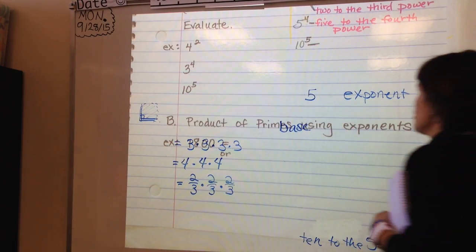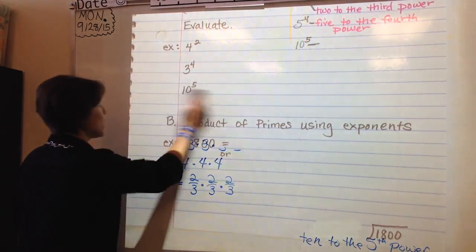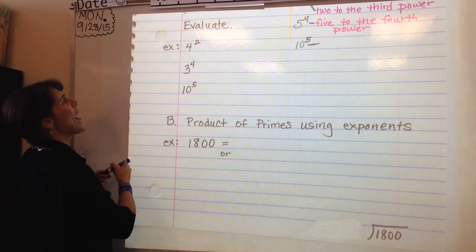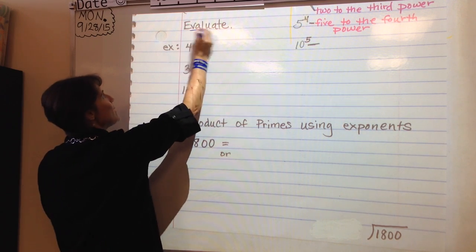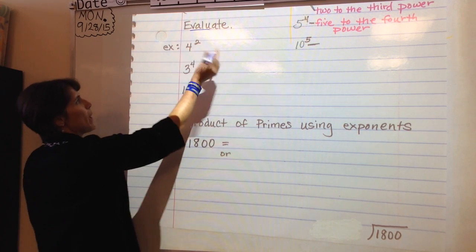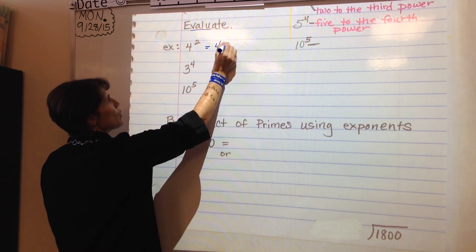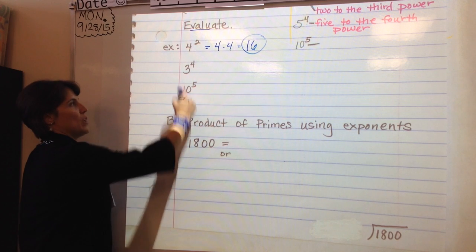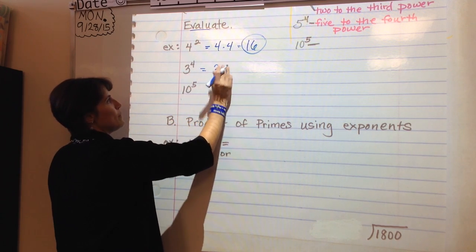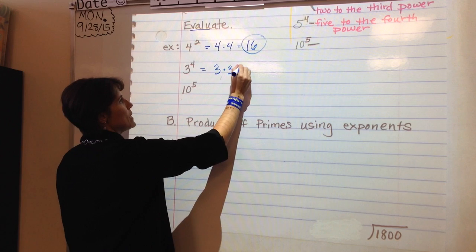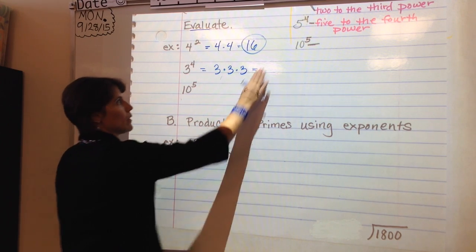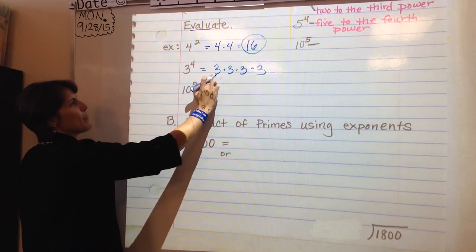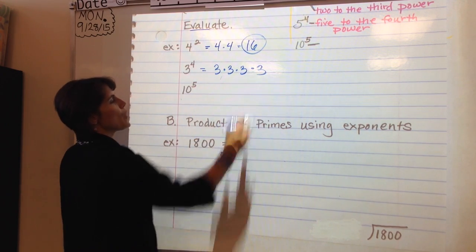What are they going to ask you to do with your new knowledge? They're going to ask you to evaluate. Evaluate. What is the value of 4 to the 2nd power, or 4 squared? Well, that's just 4 times 4, or 16. There's your value. What's 3 to the 4th power? 3 times 3 times 3. Times another 3. Big base, 4 times. 1, 2, 3, 4 threes.